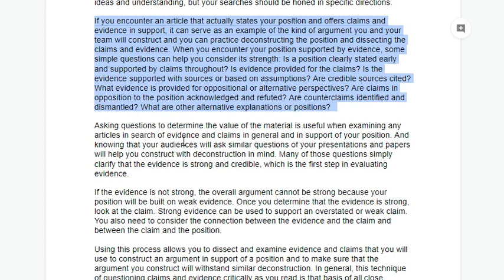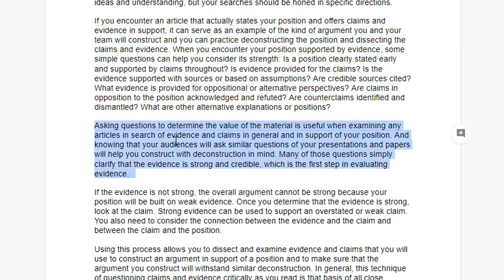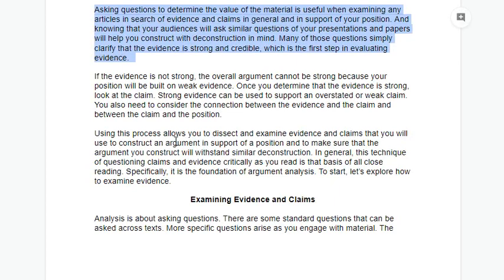Is a position clearly stated early and supported by claims throughout? Is evidence provided for the claims? Is the evidence supported with sources or based on assumptions? Are credible sources cited? What evidence is provided for oppositional or alternative perspectives? Are claims in opposition to the position acknowledged and refuted? Are counterclaims identified and dismantled? What are other alternative explanations or positions? Asking questions to determine the value of the material is useful when examining any articles in search of evidence and claims in general and in support of your position.